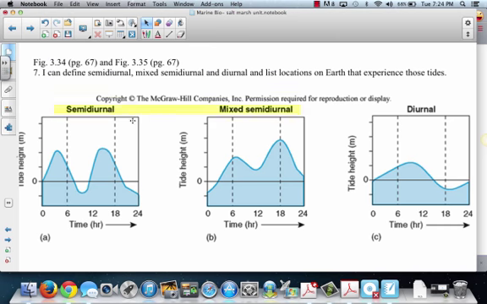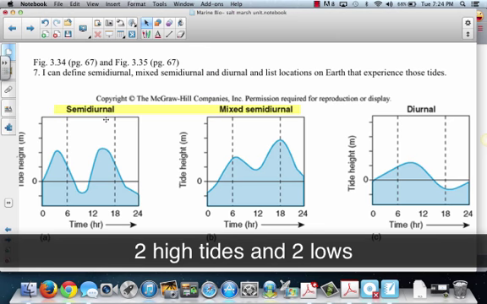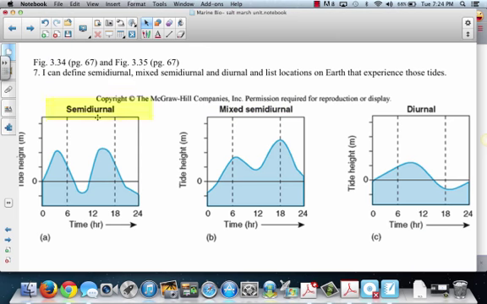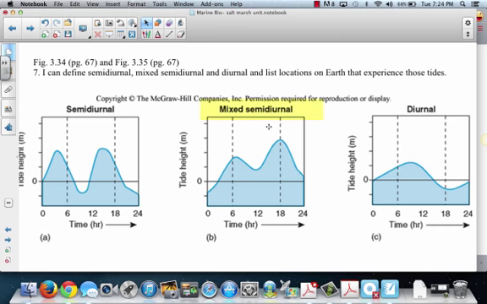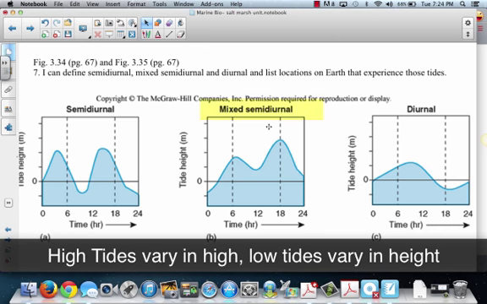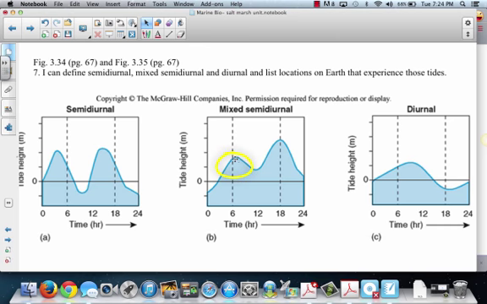Mixed semidiurnal and semidiurnal both have 2 highs and 2 lows. A semidiurnal is really concentrated around the equator, and that's where the highs and lows are generally the same for the day. The mixed semidiurnal means that you're going to have a high tide and a low tide, but the 2 highs are going to be different in length. So for example, right around hour 6 or 7, you had a high tide, but it was a lot lower than the high tide that was at hour 18.